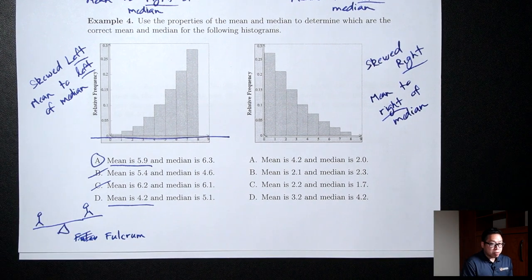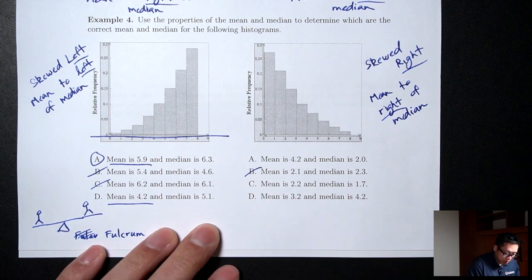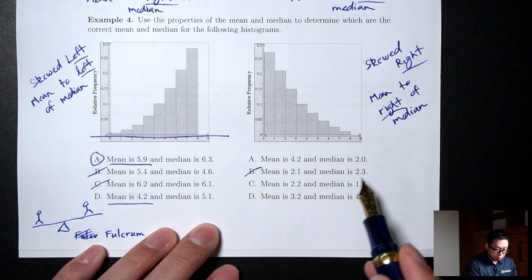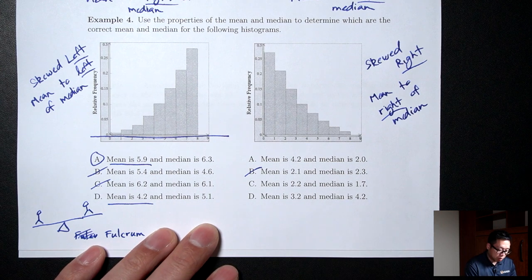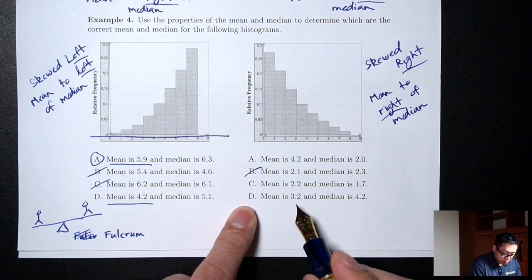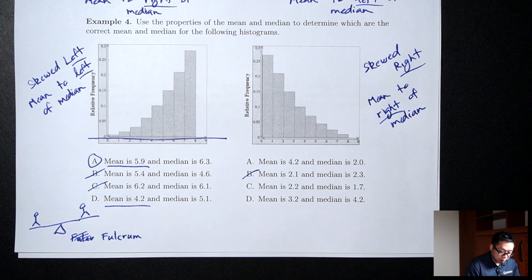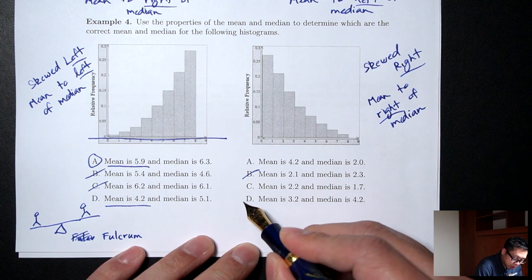Now, you should be able to eliminate two of these because the mean is not to the right of the median. So which two can we get rid of? Get rid of B, right? Because B is 2.1, 2.3, the mean is to the left. So B is no good. Which other one can I eliminate? D, right? D, 3.2, 4.2, mean is 3.2. That would be to the left of the median. I want it to the right, so D is no good.